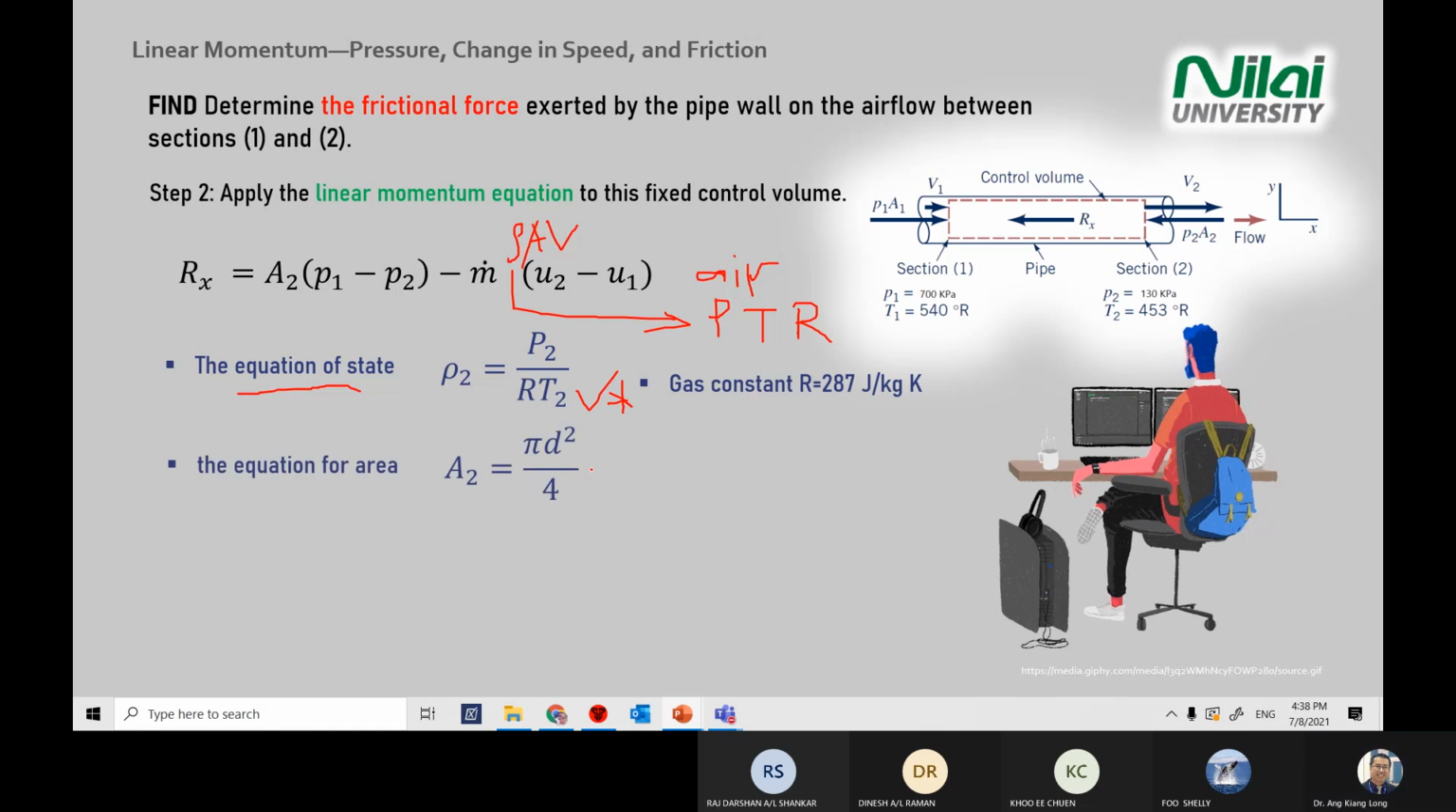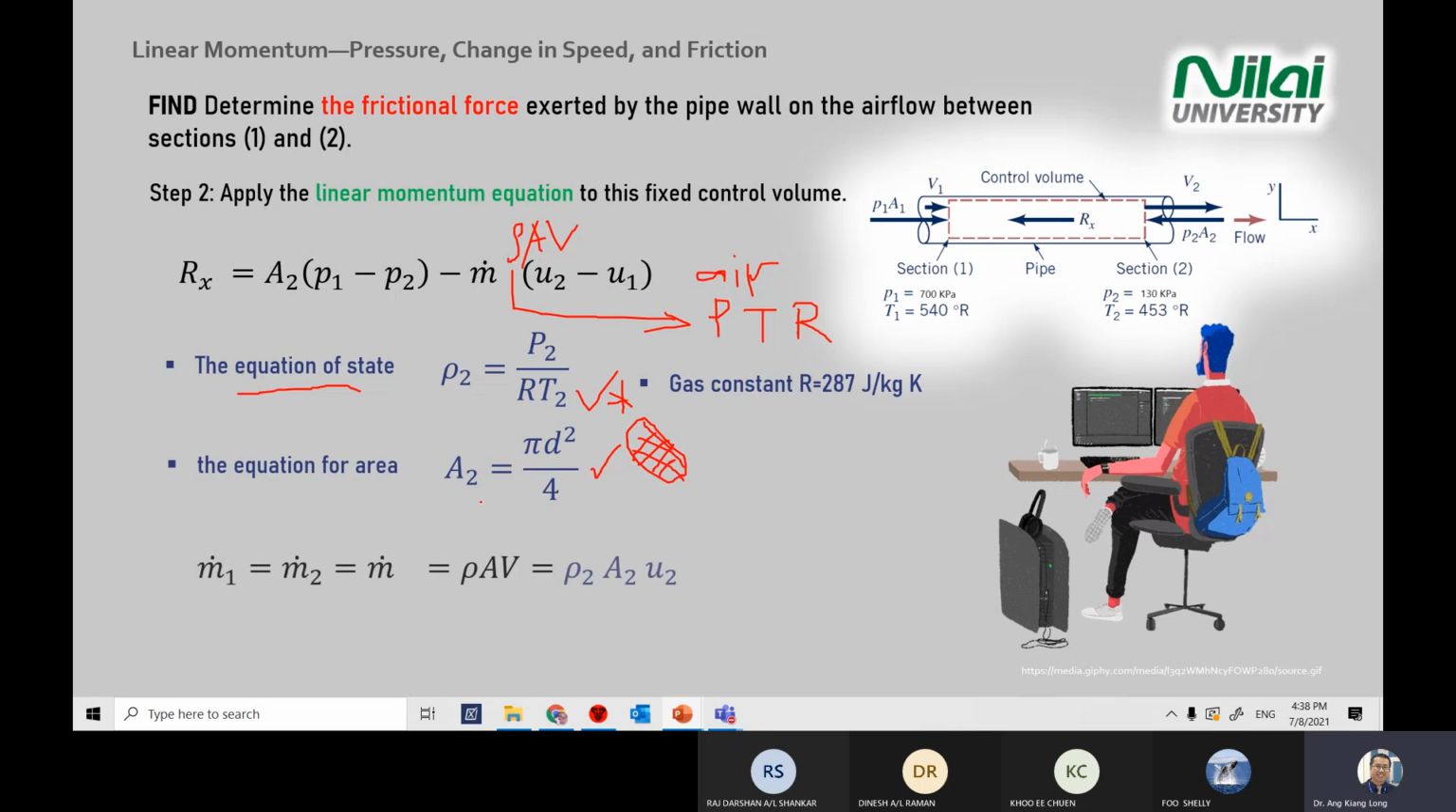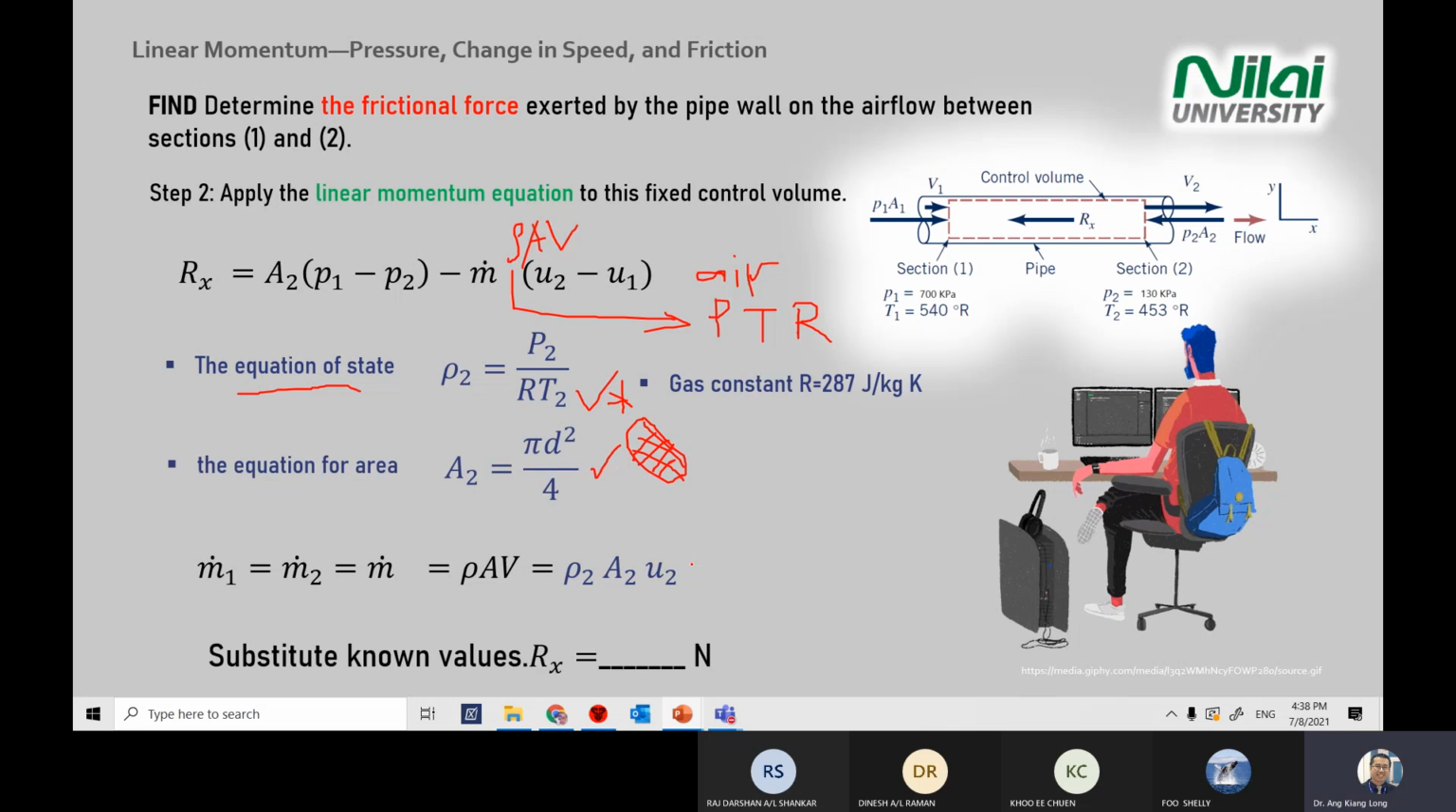For area, I expect you already know how to calculate the area of a circle: pi r squared or pi d squared over 4. You can use whichever is convenient, and you reach the same answer. So from here, you manage to find your m dot. M dot equals rho AV. You use the second one, rho 2 A2 U2. Then you manage to find your Rx.